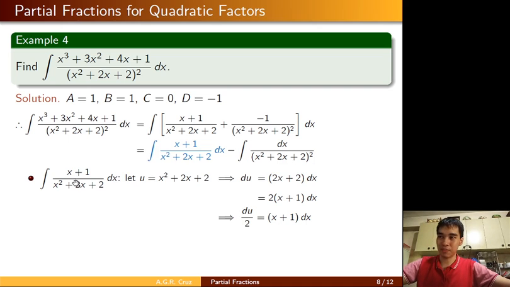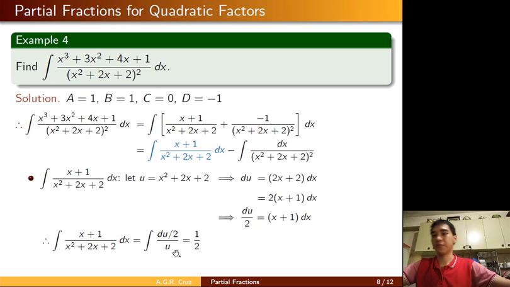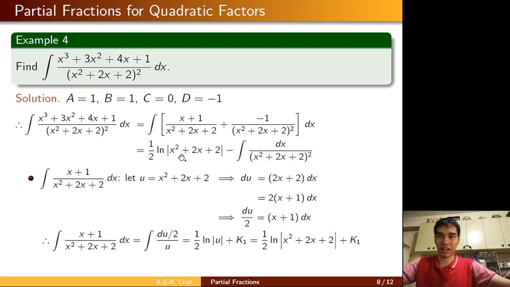Expressing this now in terms of u, our x plus 1 times dx here, remember, is now du over 2. And then your denominator is of course just u. We take out the 1 half, and then du over u, remember, that's the ln of the absolute value of u, no? Then re-expressing this in terms of x, we now have this. So the antiderivative is 1 half times the ln of the absolute value of x squared plus 2x plus 2.